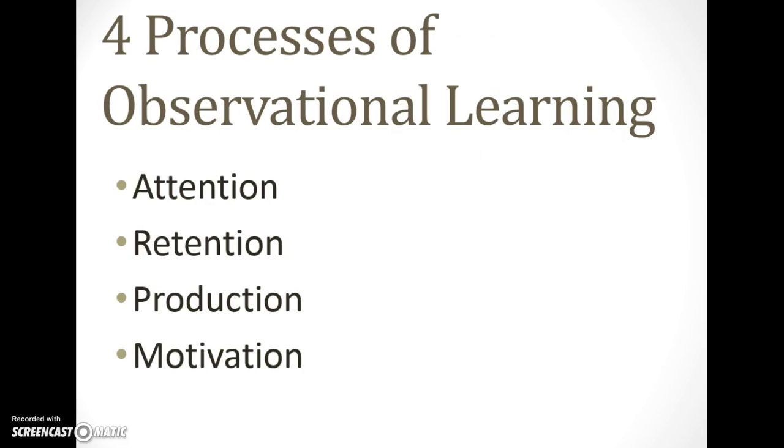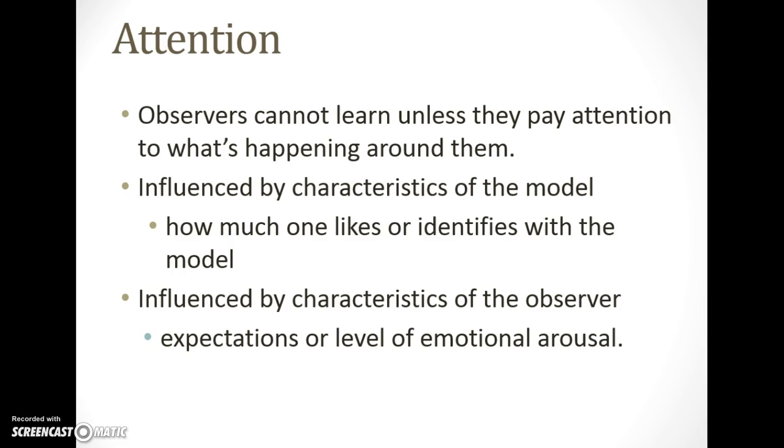And to do that, they'll have to go through the four processes of observational learning: attention, retention, production, and motivation. The first is attention. Observers cannot learn unless they pay attention to what's happening around them, and it's influenced by characteristics of the observer. So in our former example, for the person who's never played baseball before to learn how to throw, they first have to pay attention to the pitcher and watch him throw, watch his mechanics, the details of the throw. That way they can understand what he's doing so they can use it in the future.